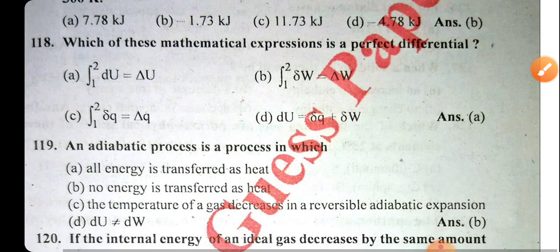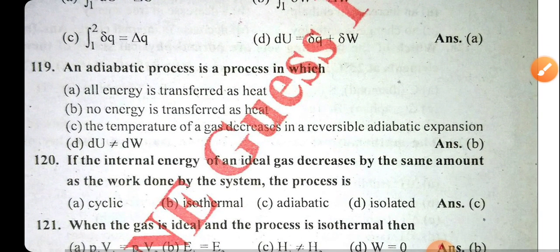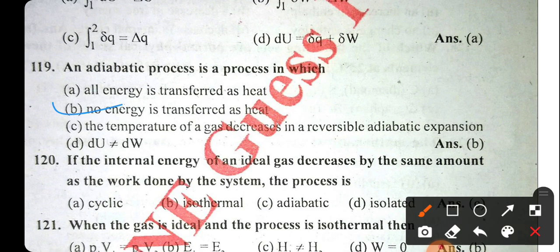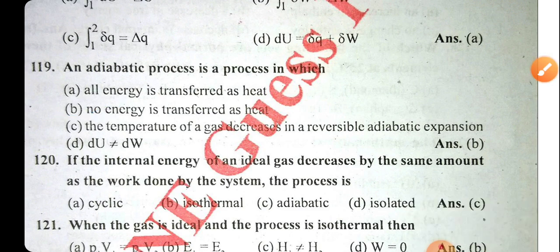Now the next question is 119, an adiabatic process is a process in which no energy is transferred as heat. That is, an adiabatic process is that type of process in which there is no energy transmitted as heat. Option B will be the right answer.